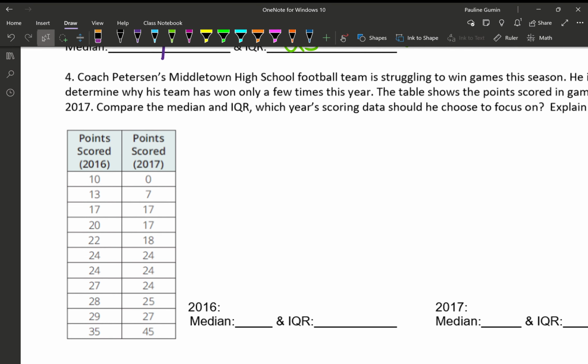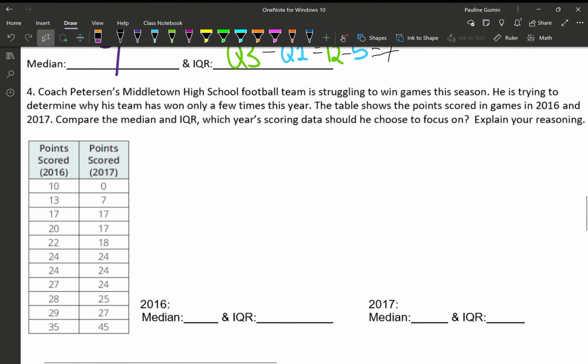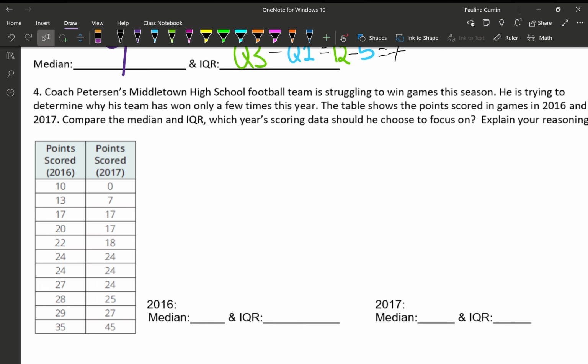We have Coach Peterson's Middletown High School football team that's struggling to win games this season. He's trying to determine why his team has won only a few times this year. The table shows the points scored in games in 2016 and 2017. Compare the median and IQR, and which year's scoring data should he choose to focus on? Explain your reasoning. Okay, so luckily these are organized in order and they're side by side.